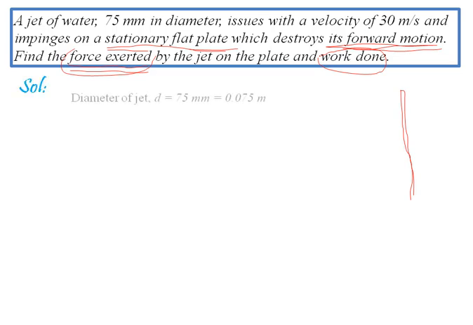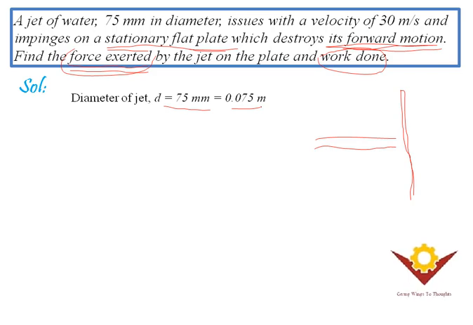First write the given data, which is the diameter of jet. Okay, the small d, which impinges on a flat plate, is 75 mm. If you convert that into meters, it will be 0.075. Next, the given data is velocity, which is 30 meters per second. And the next one, for this we require the force, right?